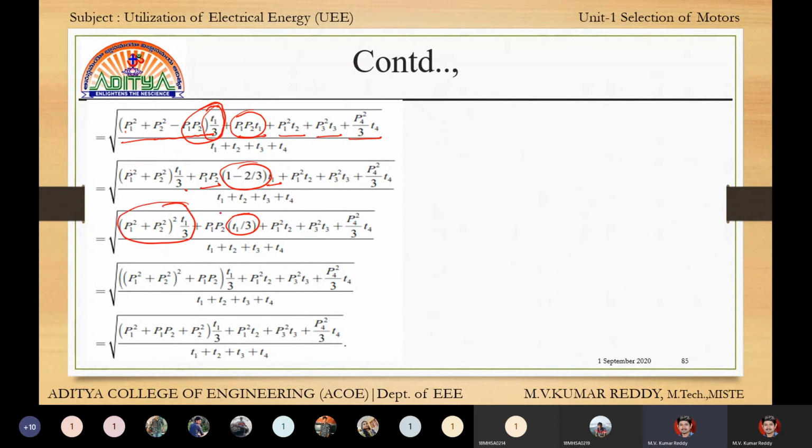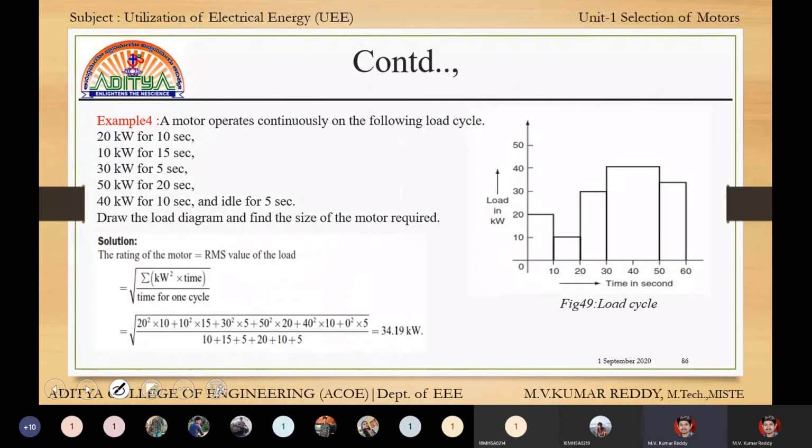Again from these two expressions take T1 by 3 common. After taking T1 by 3, (P1 square plus P2 square) whole square plus P1 plus P2. From this, P1 square plus P1 P2 plus P2 square into T1 by 3, P1 square T2 plus P3 square T3 plus P4 square T4 by T4 square into T4 by 3 divided by T1 plus T2 plus T3, T4. This is the final expression.